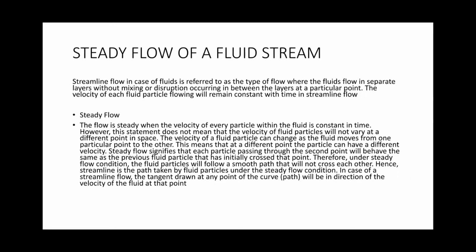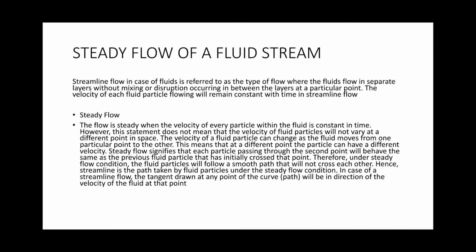Steady flow. The flow is steady when the velocity of every particle within the fluid is constant in time. However, this statement does not mean that the velocity of fluid particles will not vary at different points in space. The velocity of a fluid particle can change as the fluid moves from one point to another. This means that at a different point, the particle can have a different velocity. Steady flow signifies that each particle passing through a second point will behave the same as the previous fluid particle that has initially crossed the point.